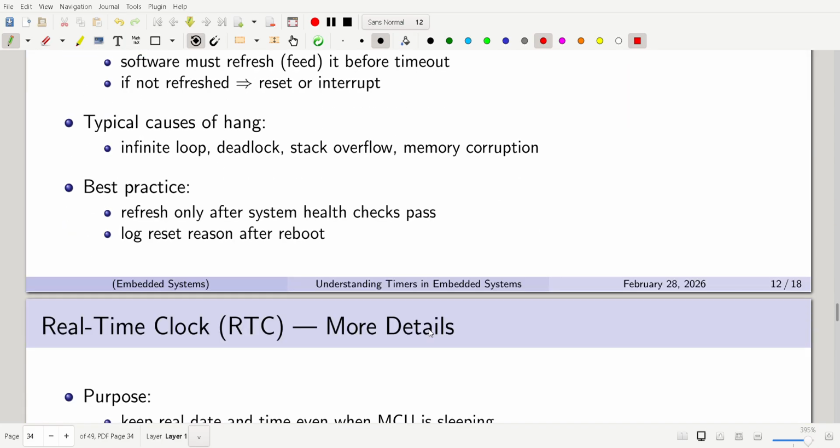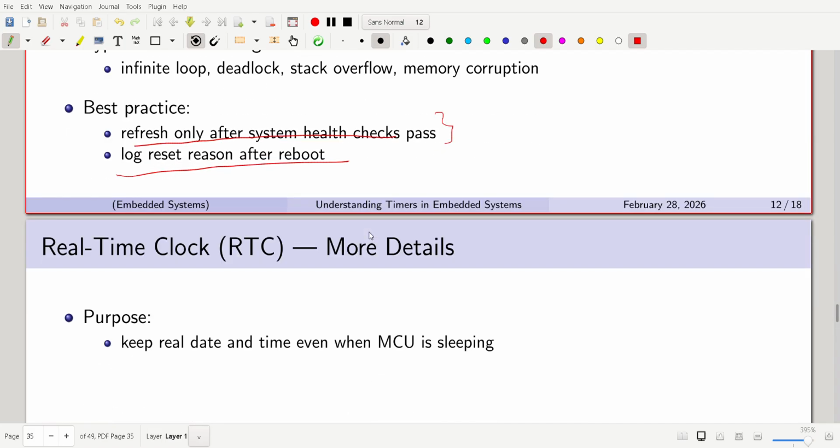Best practice: refresh only after system health checks pass. That's important. Only after all health checks have passed should the refresh be done. And log the reset reason after reboot. This is also important.